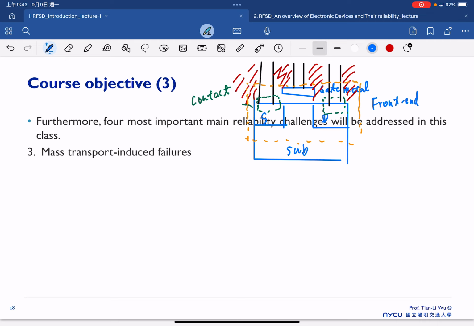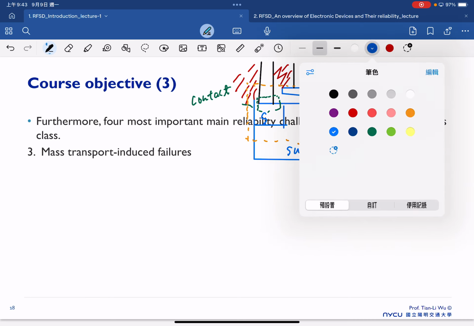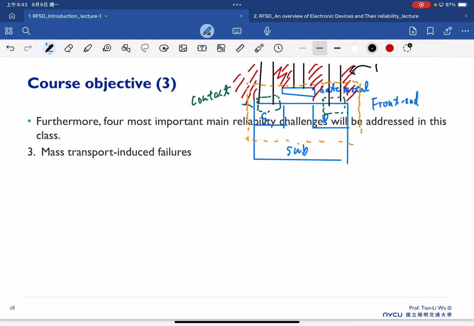But once we have the interconnection and passivation afterwards, then actually this is what we call the back end. So we do not only have to consider the front end reliability. Front end reliability is mainly related to what we have mentioned, like the BTI. TDDB is also related to the gate dielectric. That's related to front end reliability.